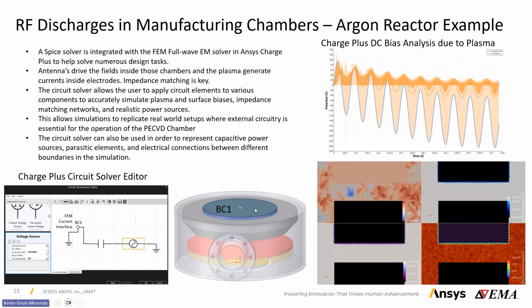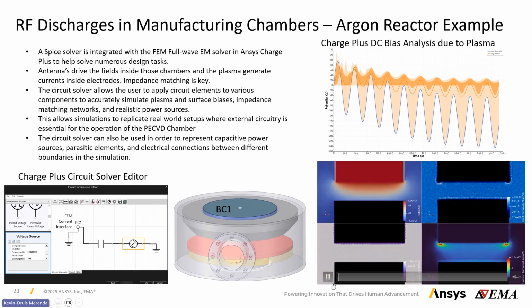It is slightly different from what we'll see in a little bit, where we couple a circuit solver to the harmonic solution in the FDTD. In this case, it's directly coupled to the full wave solver, and so we have this interface to exchange current or potentials with the circuit solver. Then we can use it to drive the voltage or the current on a given surface for a given electrode in the system.